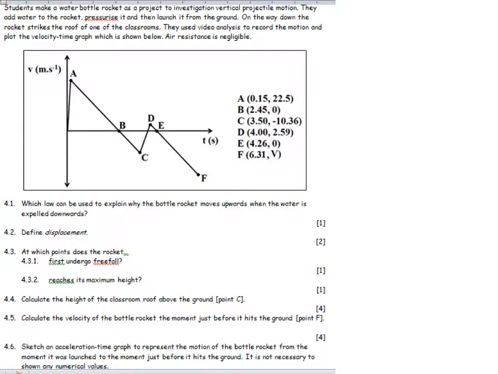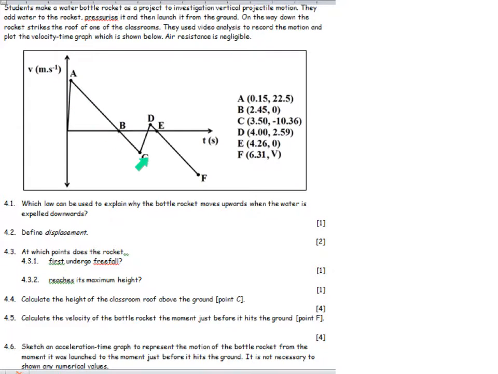Students make a water bottle rocket as a project to investigate vertical projectile motion. They add water to the rocket, pressurize it, and launch it from the ground. On the way down, the rocket strikes the roof of one of the classrooms. They use video analysis to record the motion and plot the velocity time graph, which is shown below.